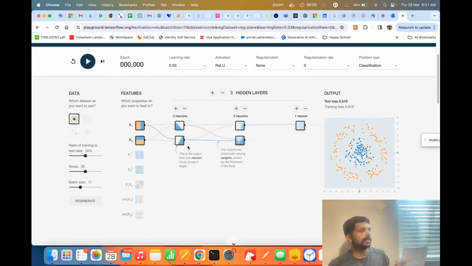If you look at it, this is layer 1, 2 nodes. This is layer 2, 2 nodes. And this is layer 3, 1 node. So first we calculate the first layer, these 2 neurons' output, and then we calculate this neuron, and then we calculate this third neuron. Like this, we calculate the whole sum.